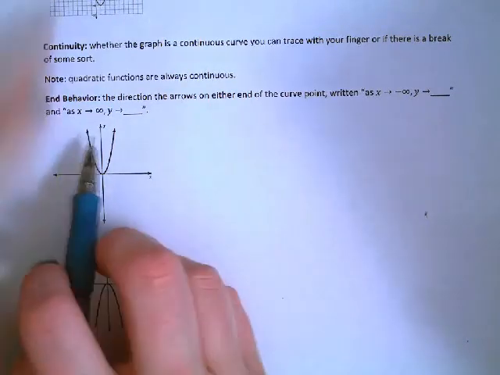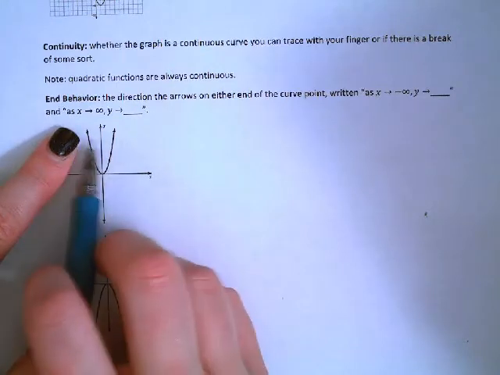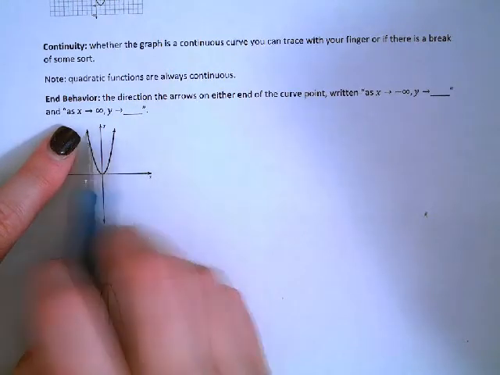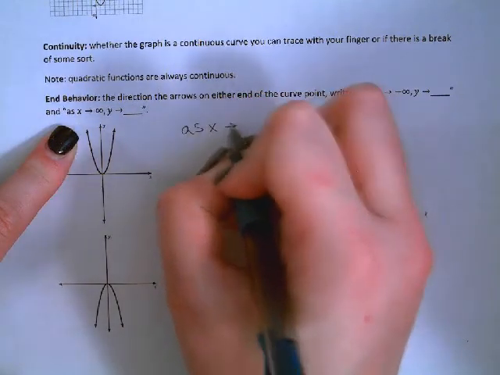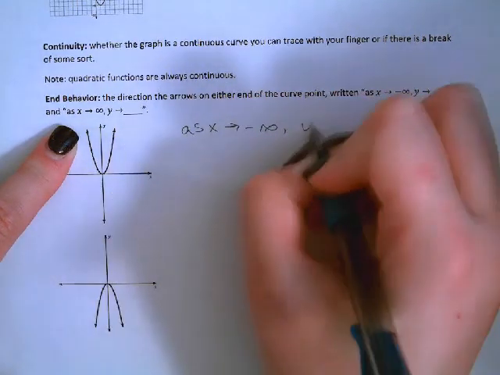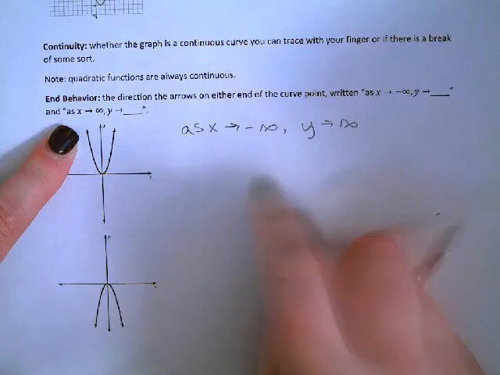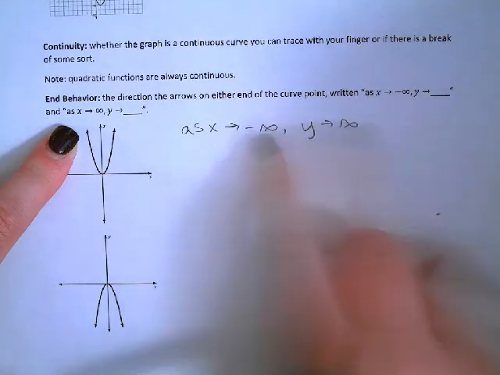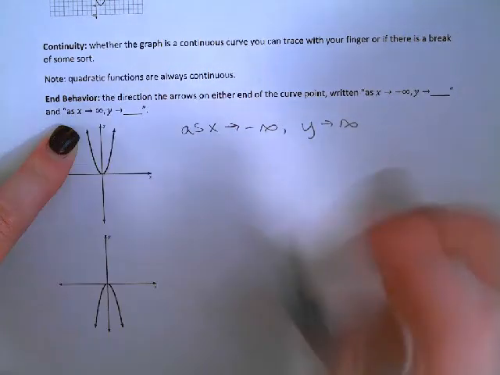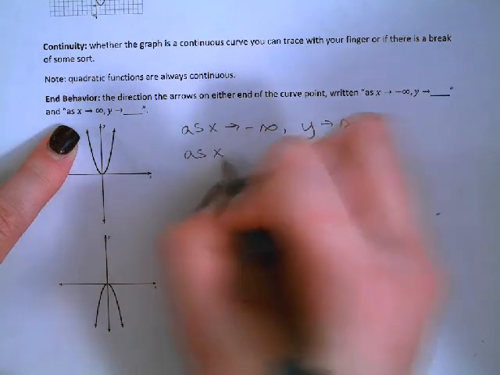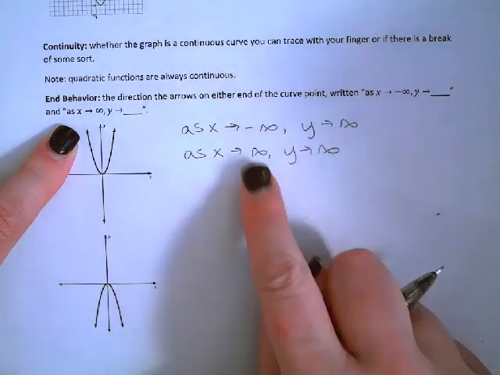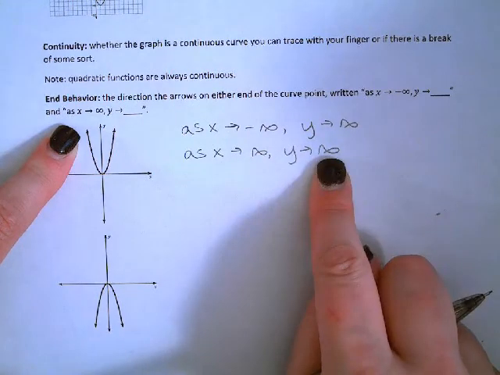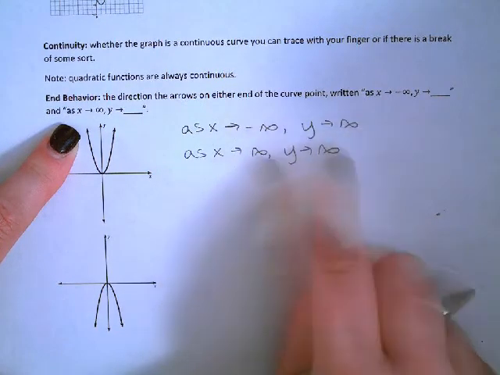So for this parabola, the left arrow goes up and the right arrow goes up. So I'm going to say as x goes to negative infinity, y goes to infinity. So that means the left arrow goes up. And then as x goes to infinity, y goes to infinity. That means the right arrow goes up. So left arrow up, right arrow up.